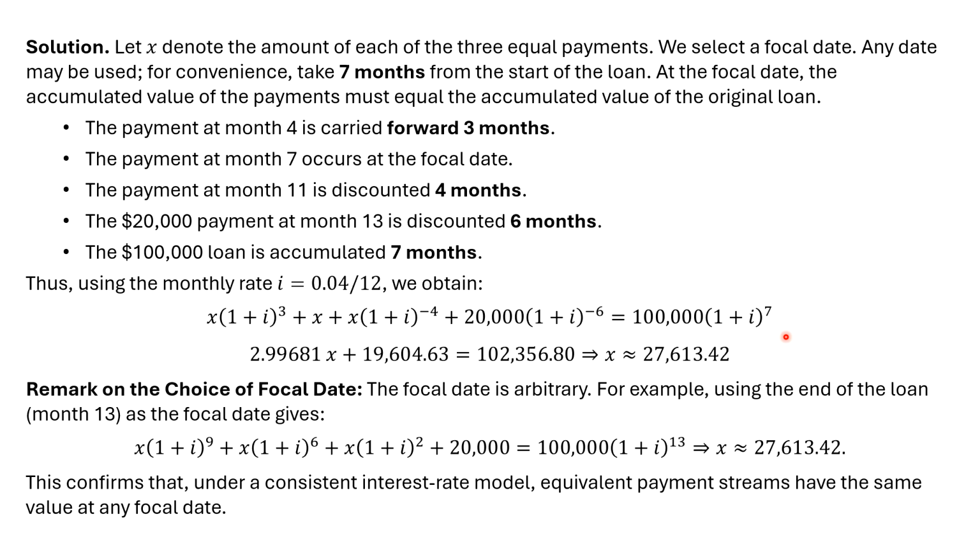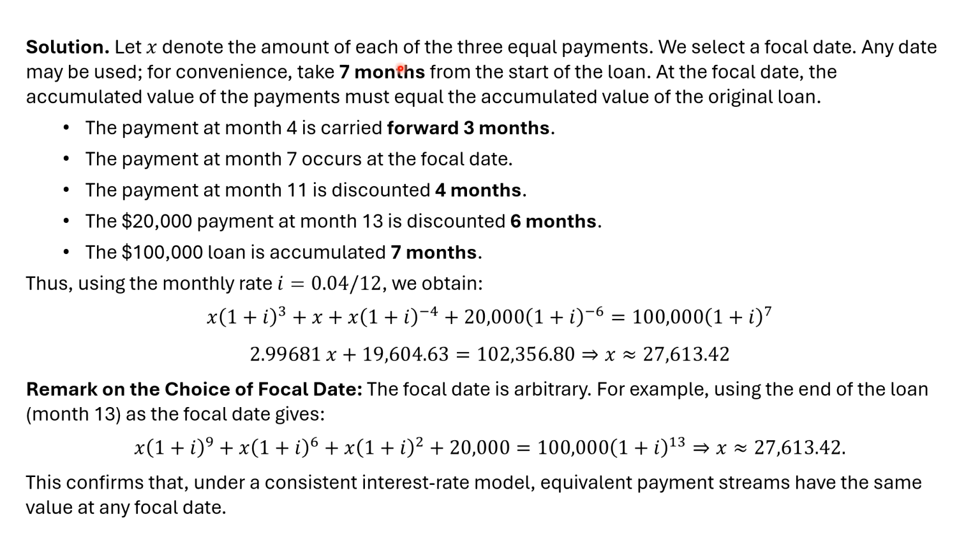Okay, so if you make this amount at these 3 intervals, 4, 7, and 11, and then the $20,000 at the end, that covers the loan properly.